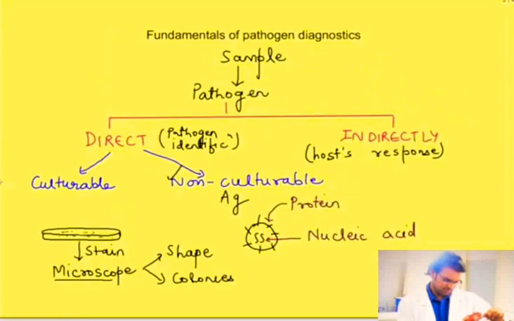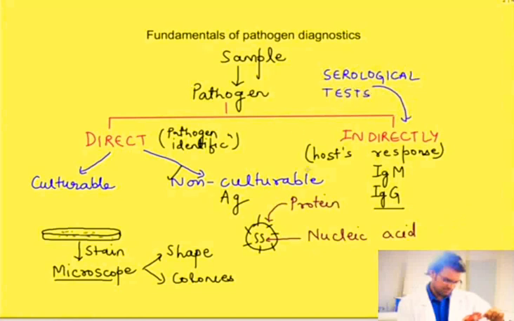Now for indirect tests, we detect the host immune response to the pathogen. For host response, we have to look for the presence of IgM or IgG antibodies which develop against the pathogen's surface antigens or against the toxins produced by them. These are known as serological tests.